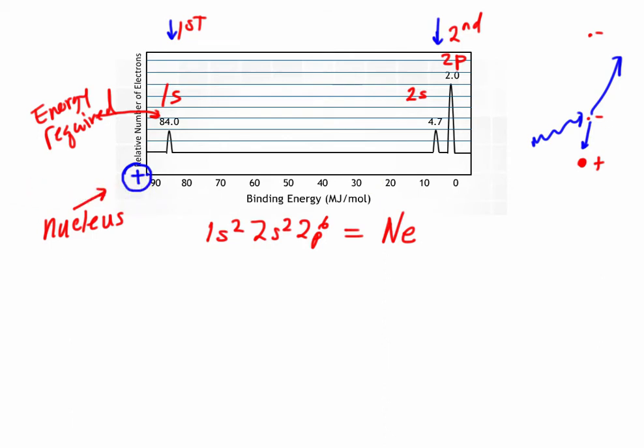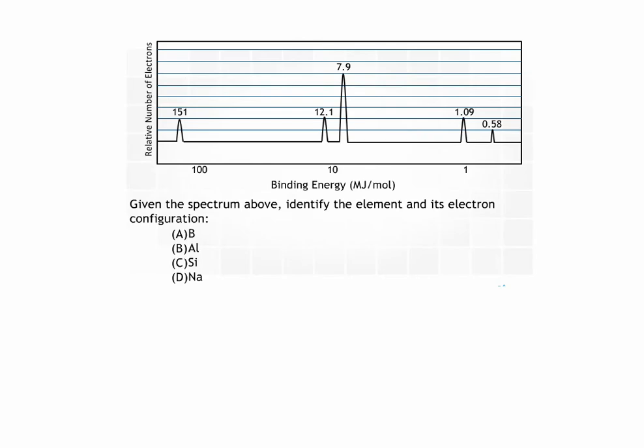All right, so let's take a look at another one. Let's take a look at this structure here. We're going to see, again, it's a very typical AP multiple choice question, supposedly, is what they're telling us. Given the above spectrum, identify the element and its electron configuration.